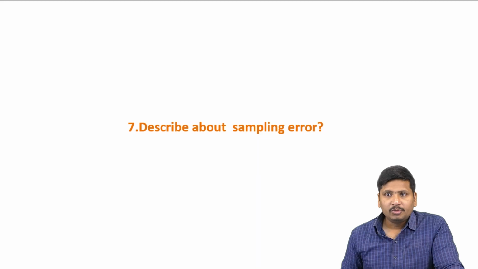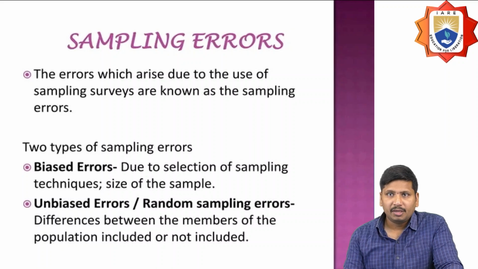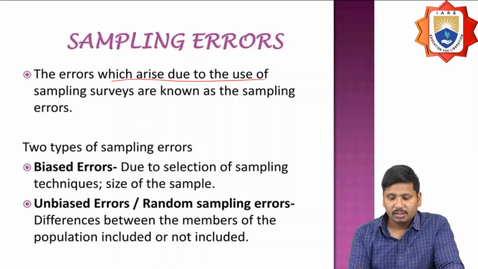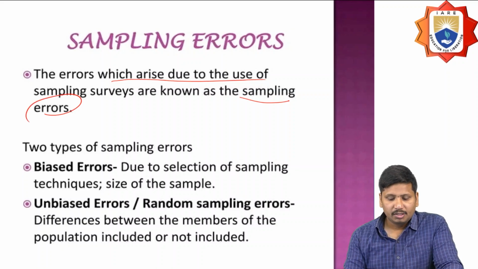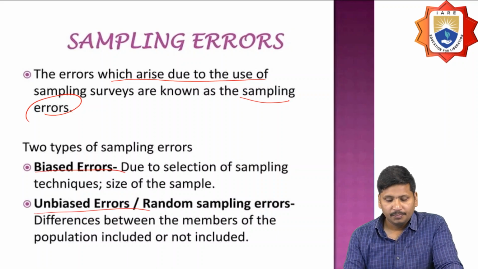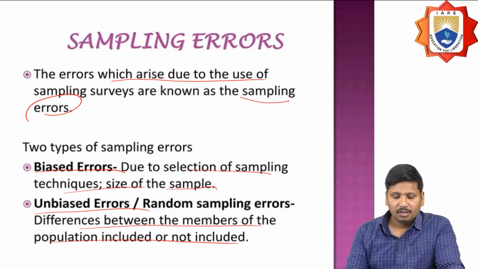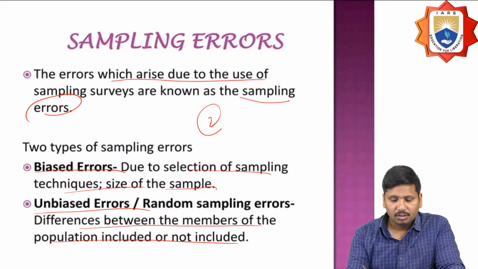And the next one describes sampling error. Different types of sampling errors are available when sampling is conducted. Errors that arise due to using sampling surveys are known as sampling errors. Two types of errors are identified: biased errors and unbiased errors. Biased errors are due to the selection of sampling techniques and the size of the sample. Unbiased or random sampling errors are due to differences between the members of the population included or not included. These are the two types of errors that may arise.